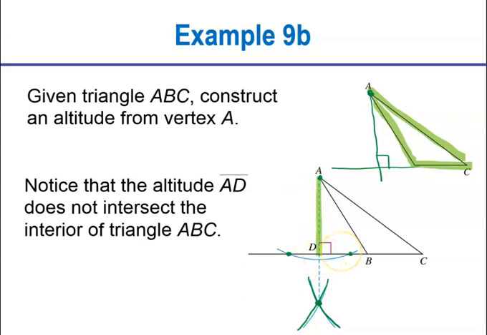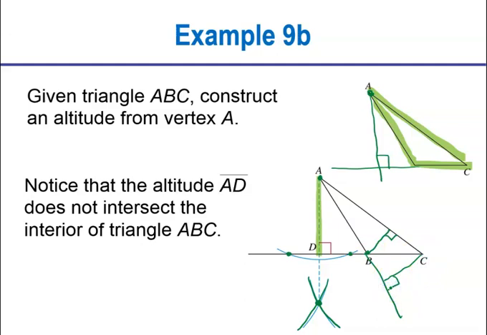Now, not necessarily for every altitude. Could you not find the altitude coming from B? That altitude could fit inside the triangle for sure. But what about the altitude from C? Okay, so you're trying to come down in here. That's not going to work. It's going to be out here somewhere. You see what I mean? To get that 90 degrees.